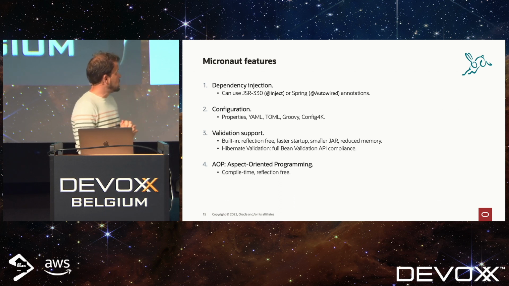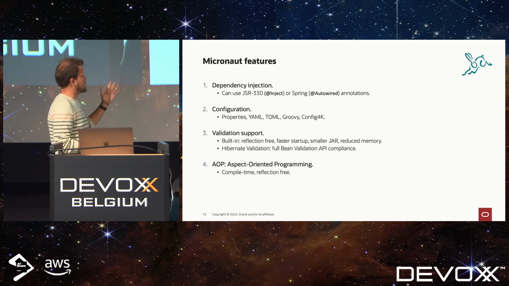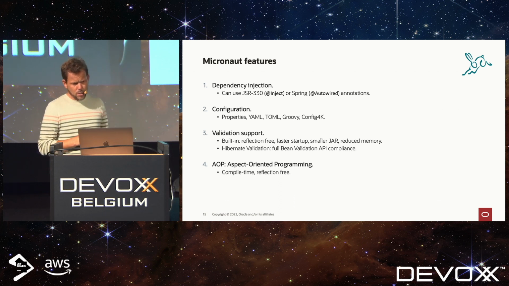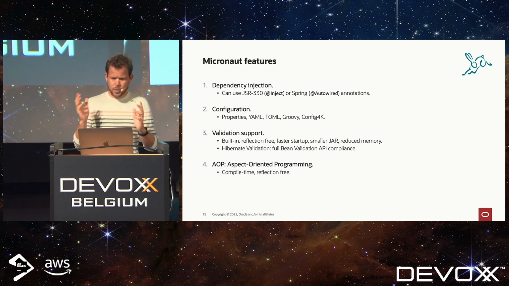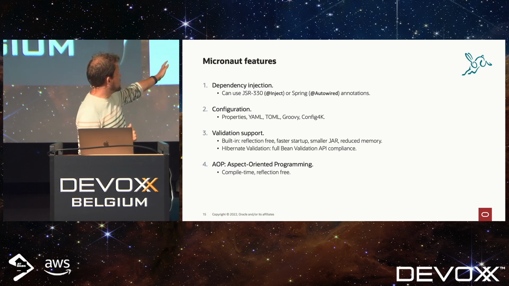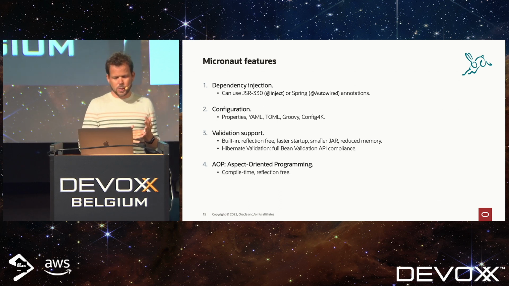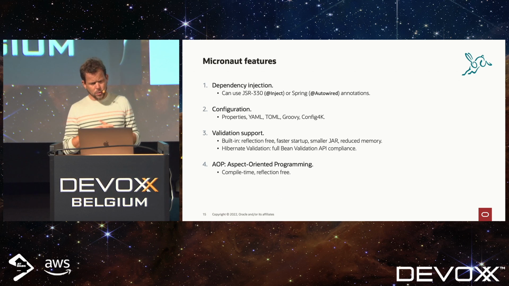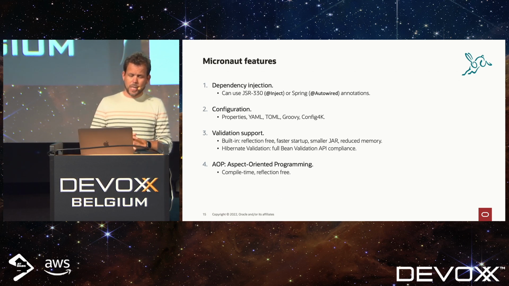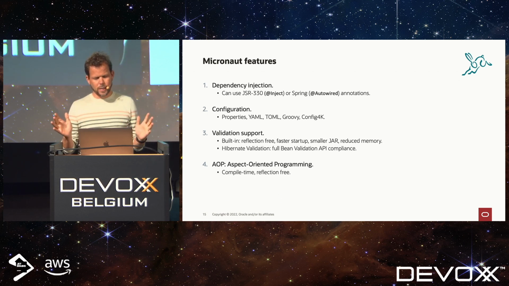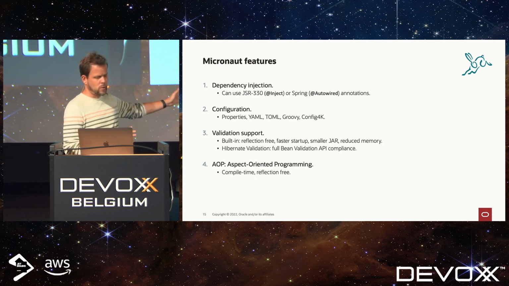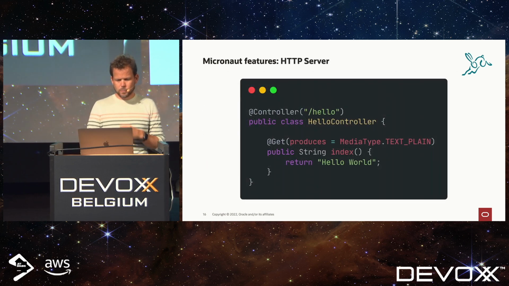And Micronaut features in terms of what it can do. It has dependency injection. It has configuration injection. You can provide configuration in a variety of different formats, from properties files to YAML to TOML. It has built-in validation support, so you can validate your application, and an aspect-oriented programming model.